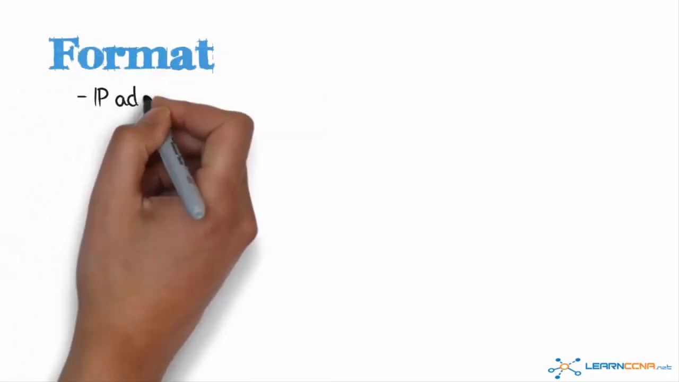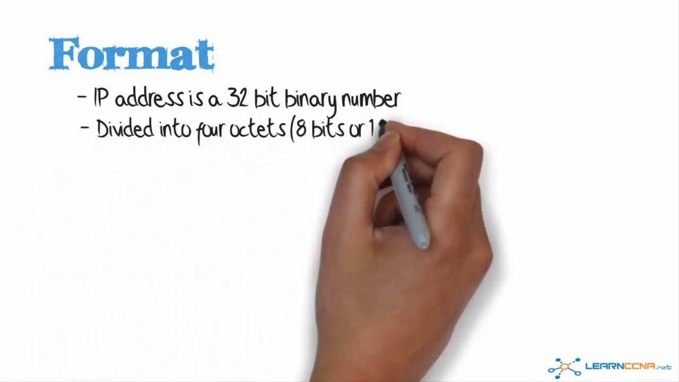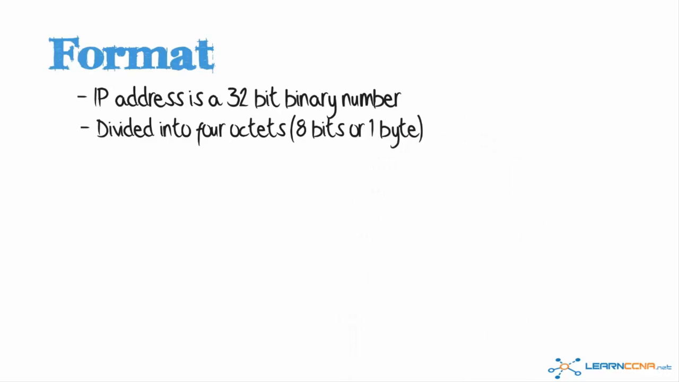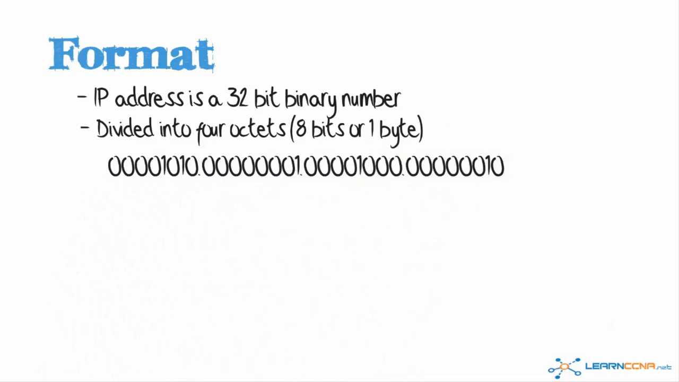So once again, the format of an IP address, in this case IP version 4, is a 32-bit binary number. It's divided into 4 parts, or 4 octets, which are 8 bits or 1 byte in size. So an IP address could be written in binary, or it could be written in dotted decimal notation. To summarize, it's a 4-byte or 32-bit number, typically written in dotted decimal notation, but be aware that it's actually a binary address of 32 bits.